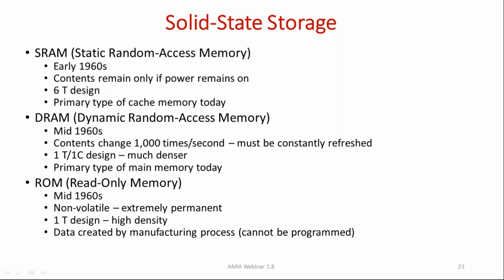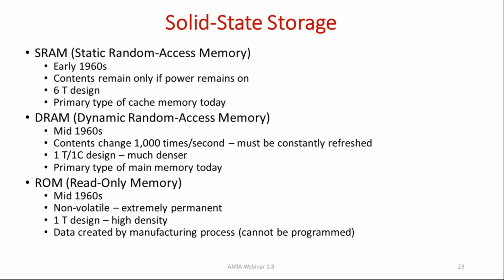And there's this thing called dynamic random access memory. And again, it was about the mid-1960s. And it's called dynamic because its contents actually change 1,000 times per second. That's why it's called dynamic. And you say, well, Professor Lunt or Barry, what good is memory that forgets what's stored there 1,000 times a second?